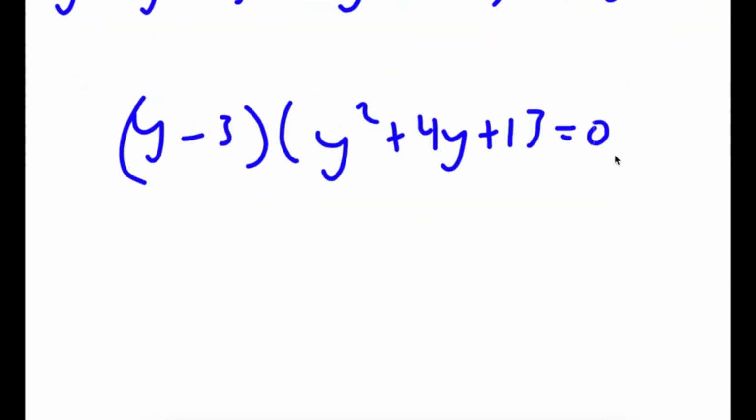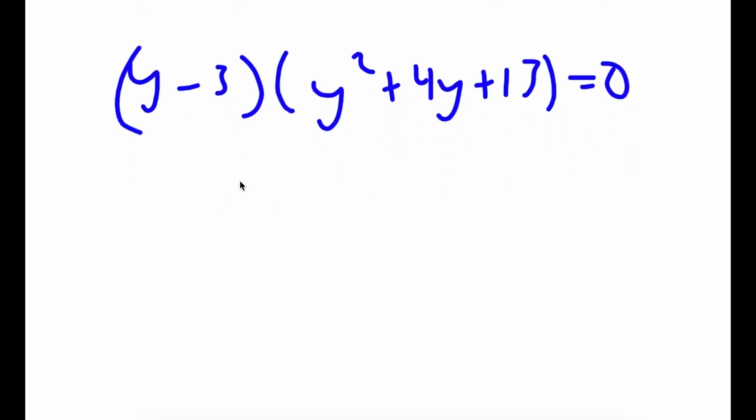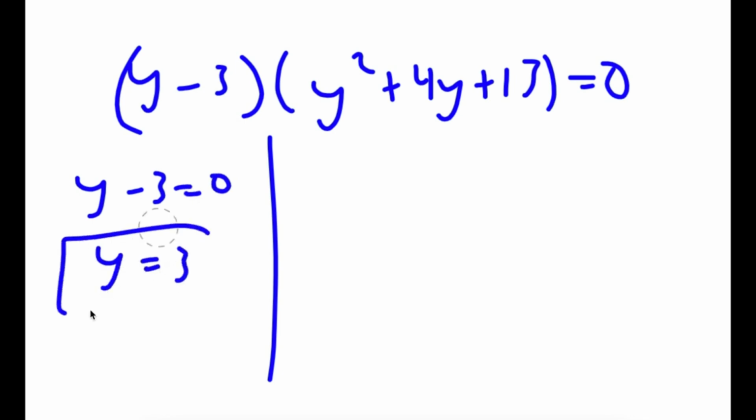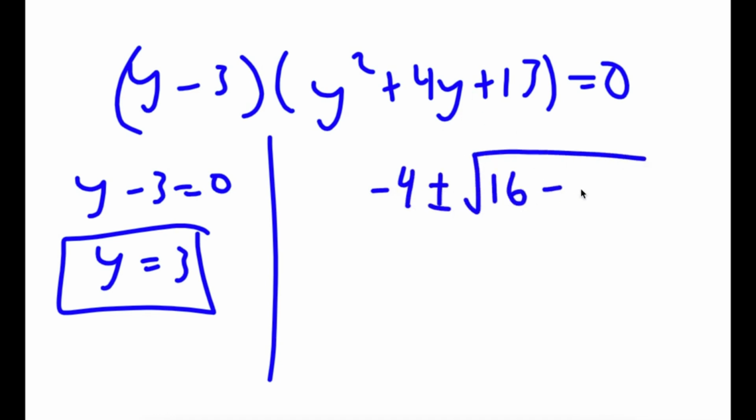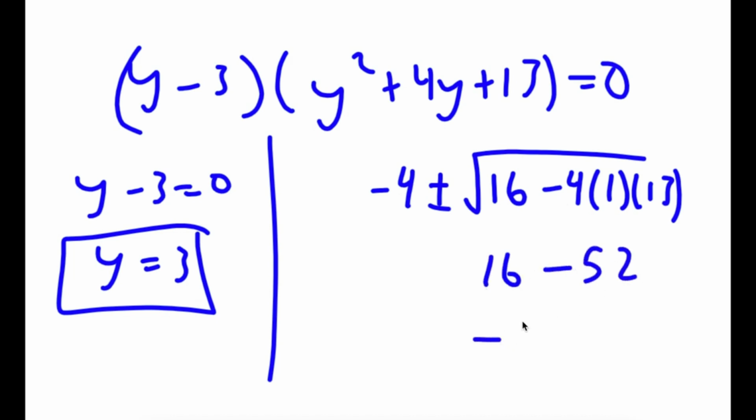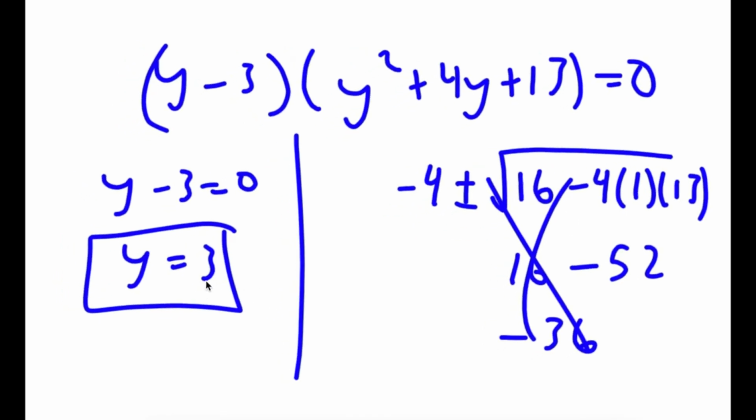So now this gives me two equations. I have y minus 3 is equal to 0, meaning y is equal to 3. And I have y squared plus 4y plus 13 equals 0. So to solve this, I'm going to use the quadratic formula, which is negative b, so negative 4 plus or minus the square root of b squared. So 4 squared minus 4 times a, which is 1 times c, which is 13. And if you notice, this is actually going to be 16 minus 52, which is negative 36. And you can't take the square root of a negative number, so this is wrong. And my only solution for y is 3.